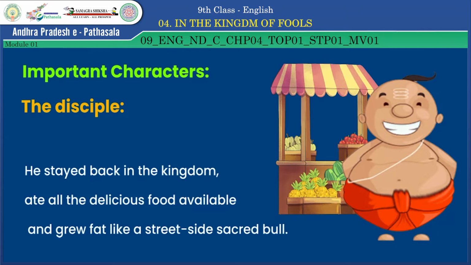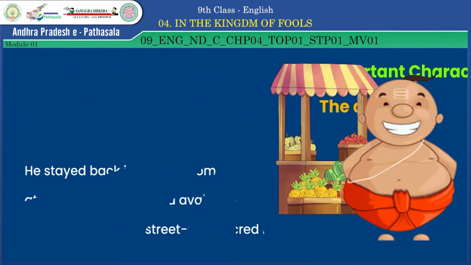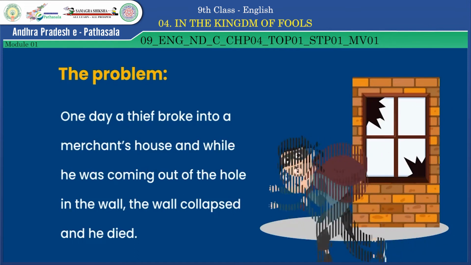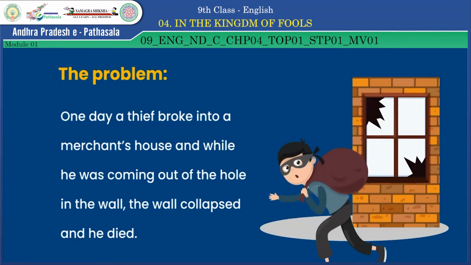The trial for the death of the thief started. The king summoned the merchant immediately and said, "You are responsible for the death of the thief. It was your house, it was your wall that has fallen on the thief. So you are the culprit." And the king announced the punishment that the merchant has to be put to death.